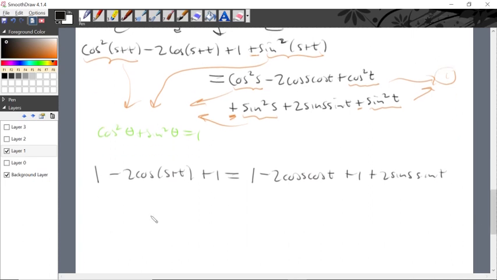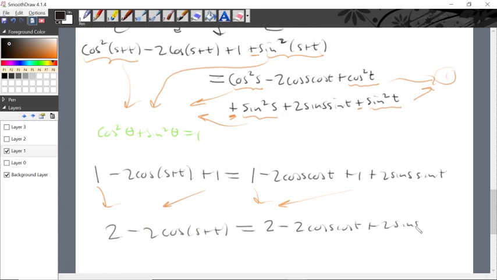Okay, now let's start combining like terms. Here's the next step. We have 1 plus 1. Well, that gives us 2. So we have 2 minus 2 cosine s plus t on the left. And on the right, start combining as well. We have a 1 plus 1 over there. So 2 minus 2 cosine s cosine t plus 2 sine s sine t.